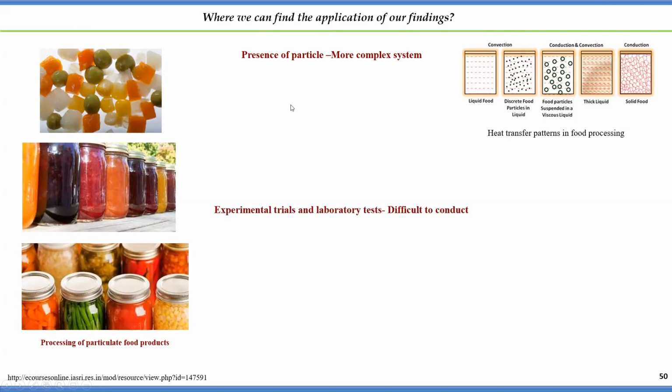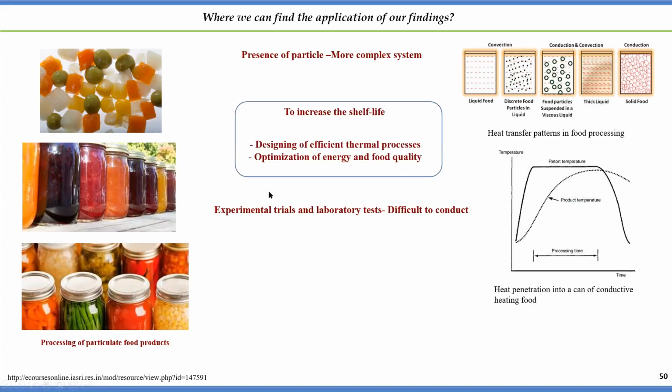If you want to understand all these findings by conducting experiments, it takes a lot of trials. You have to conduct a lot of laboratory experiments, which are very difficult to conduct at a certain level. So what is the necessary thing? To increase the shelf life of this material, you have to design efficient thermal processes along with the optimization of energy and food quality.